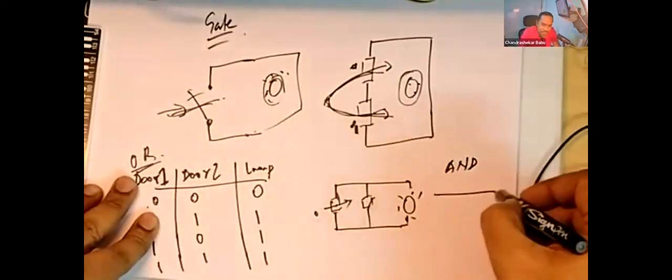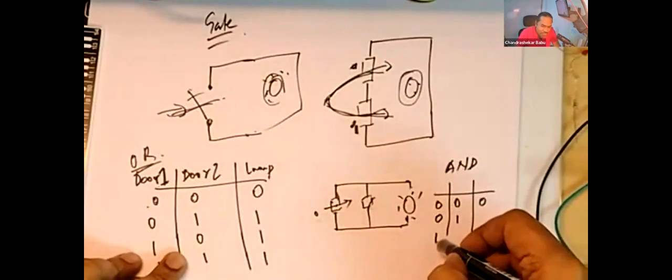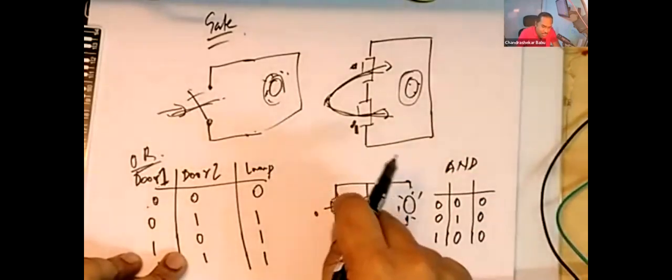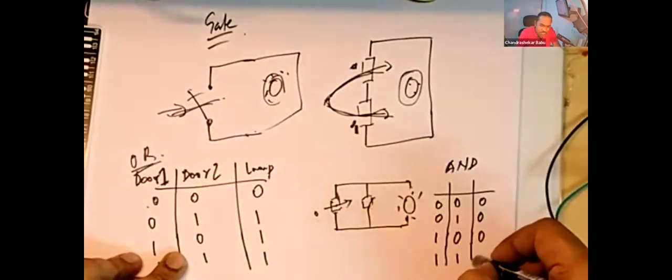And the truth table for that would look like you have 0, 0. That means both doors are closed. The lamp will remain off because you can't enter in to turn on the lamp. If maybe you have one door closed, another door open, still you cannot reach out to turn on the lamp. Even if you have the first door open, second door closed, even then you cannot reach out to turn on the lamp. Only when you have both the doors open, only then you can reach out to turn on the lamp.